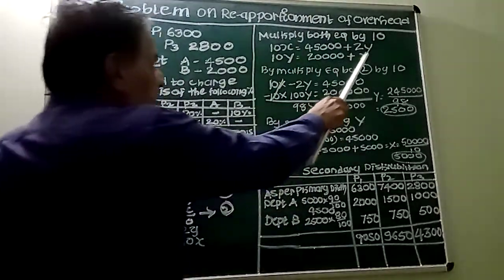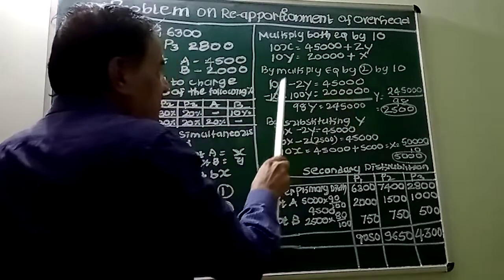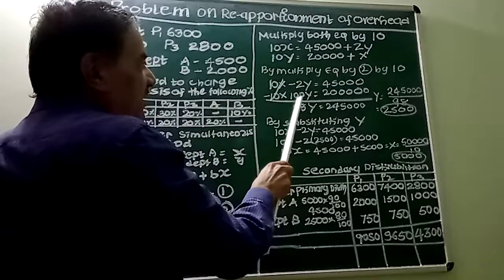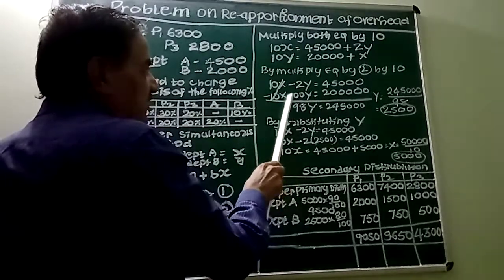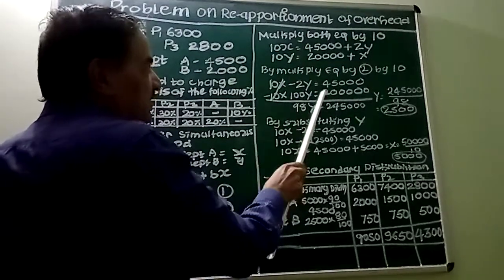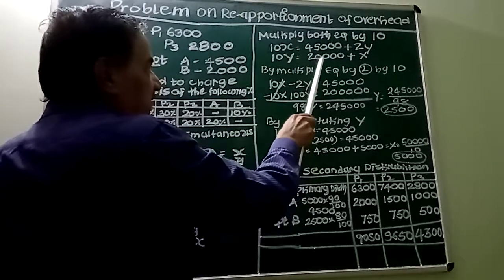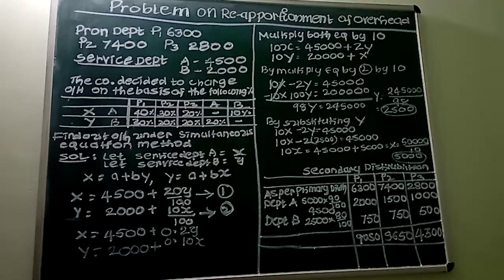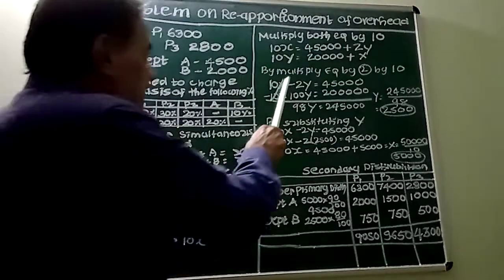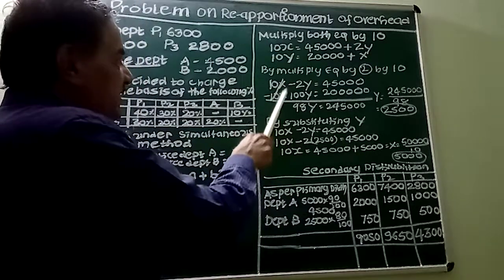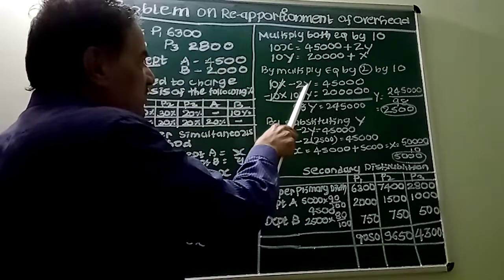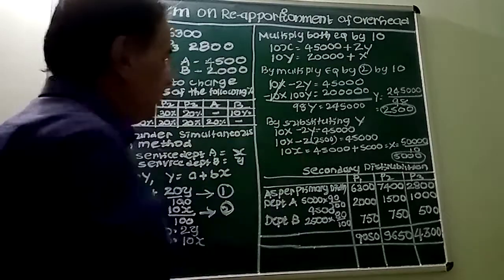Similarly, I have brought this 10x to this side, plus 100y. That's a very important thing. So 10x plus 100y is equal to, I have taken this 20,000 to that side, that is 20,000. Now, by adding both the equations, 10x minus 10x cancelled, and 100y plus 100y minus 2y is equal to 98y.